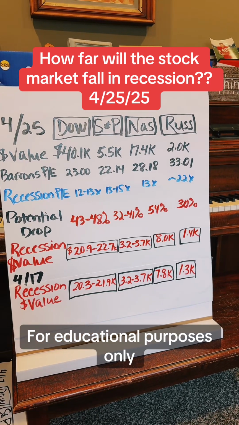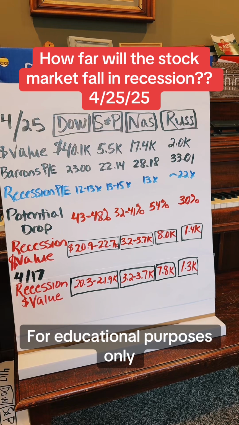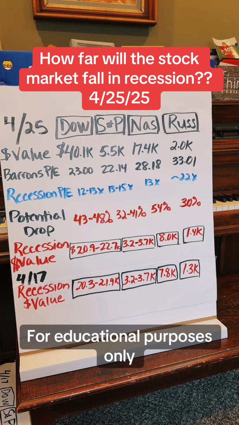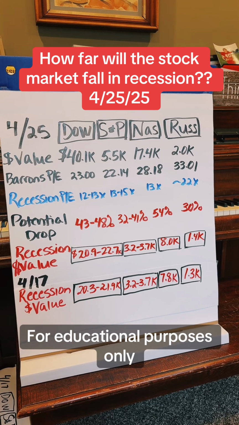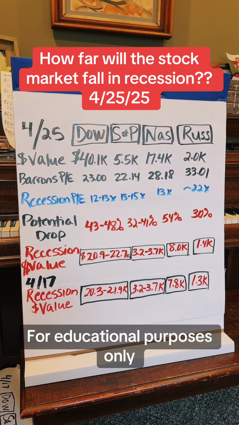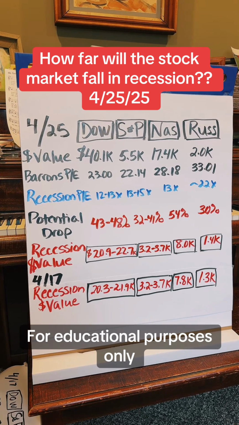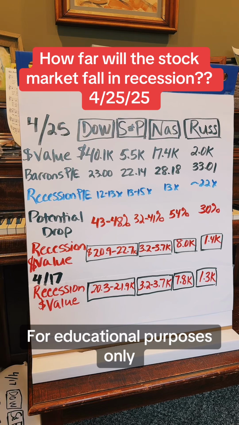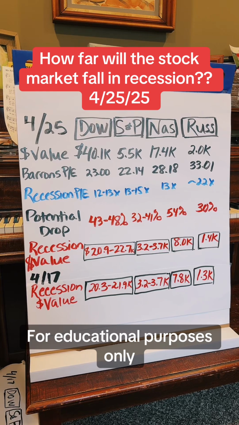So the 4/25 recession values you see are 20.9 to 22.7 thousand for the Dow, 3.2 to 3.7 thousand for the S&P, 8,000 for the NASDAQ, and 1.4 thousand for the Russell 2000. I've added the recession values that I calculated in my sensitivities from 4/17. So you can see that the range of downside has improved a touch for the Dow and the NASDAQ and the Russell 2000, but is basically exactly the same for the S&P.